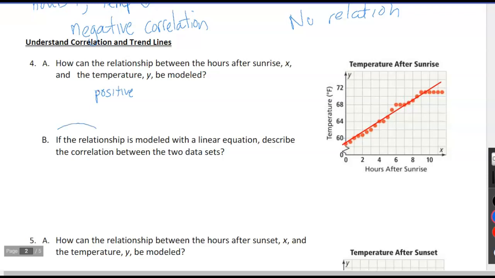So it says now, if it can be modeled with a linear equation, describe it. What they should have just said is, write a linear equation. That would have been a better way to write this question. And you actually see in the homework, it does a better job of saying that. Write a linear equation. That's what we're going to do here.